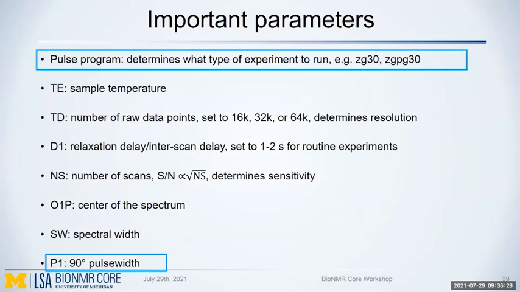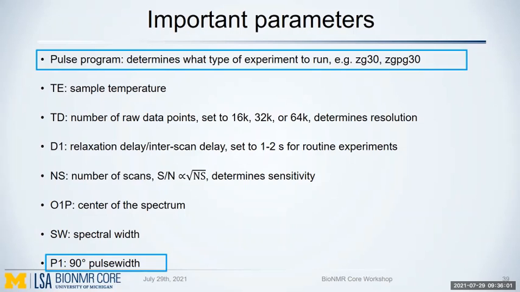And other parameters that are available are TE, sample temperature, and TD, which is the number of raw data points. You can set this to 16K, 32K, or 64K. This number actually determines resolution. If you have a lot of peak overlap, you may want to increase this value to get better resolution. D1 is a relaxation delay. Usually it's set to 1 to 2 seconds for routine experiments, and there is no need to change it.